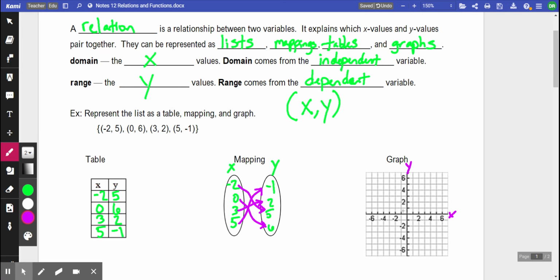All right, so our first ordered pair is negative 2, 5. So I go to negative 2 on the x-axis, and then 5 means I'll go up 5. And then I would plot my point.